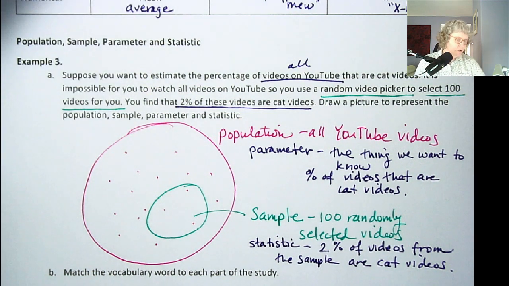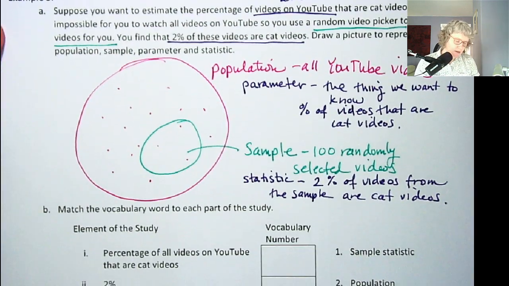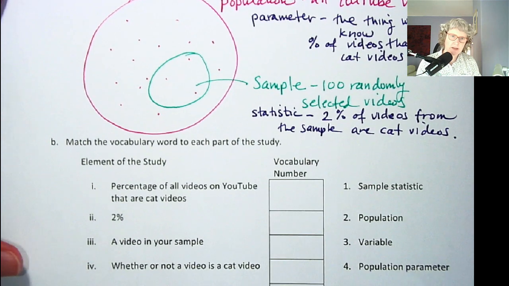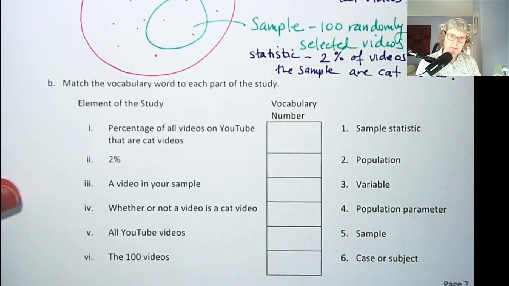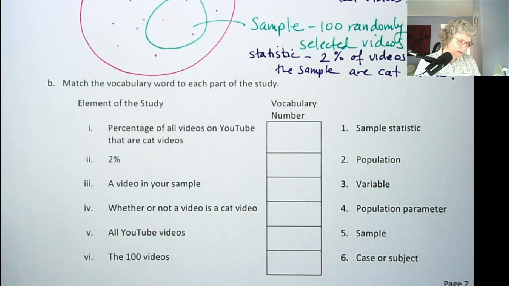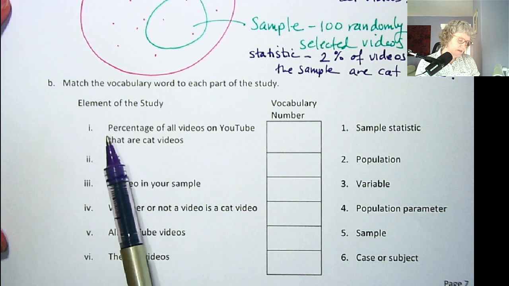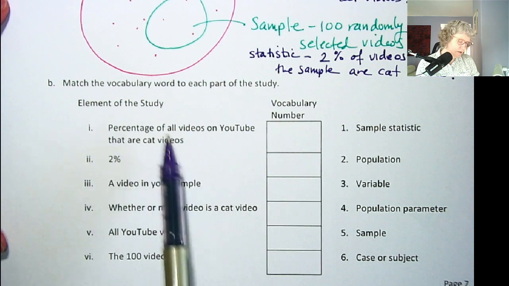Okay, now here we have kind of a similar example, or next part of the same example. If you want to try this yourself, you can pause the video and come back. Otherwise, we'll do it together. And some of these we've talked about, but it's still really good practice. Here's all the elements of the study. Percentage of all videos on YouTube that are cat videos.